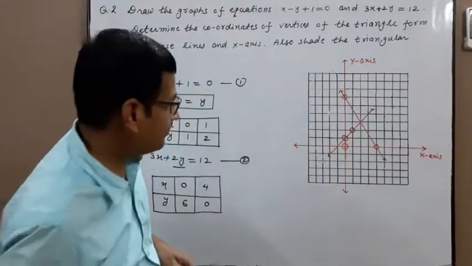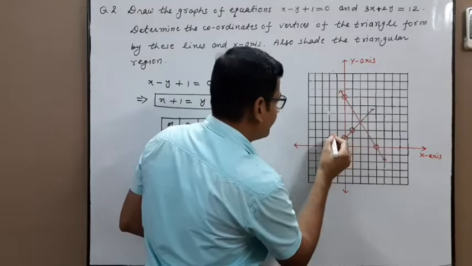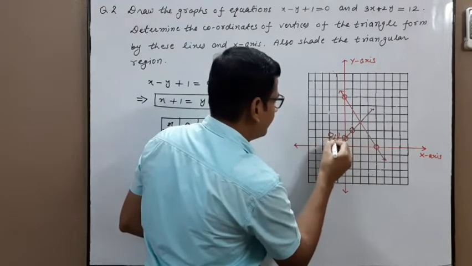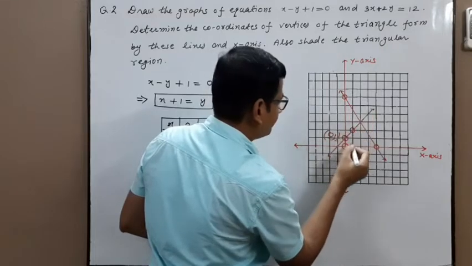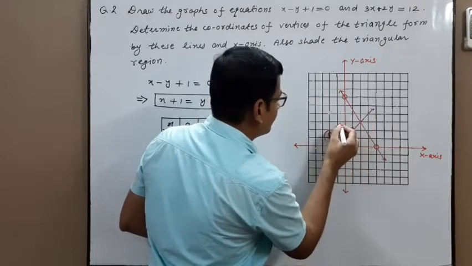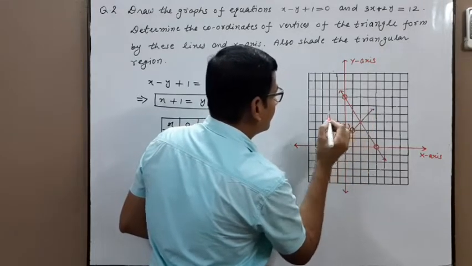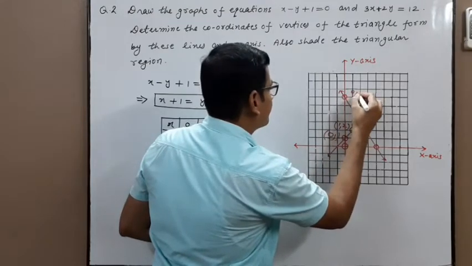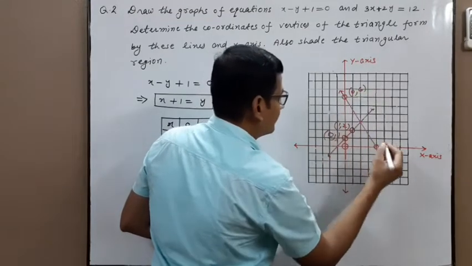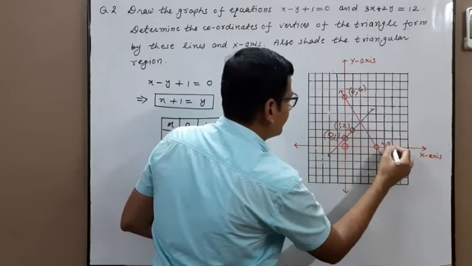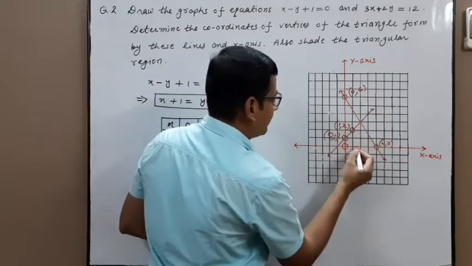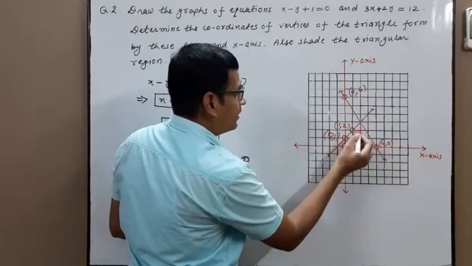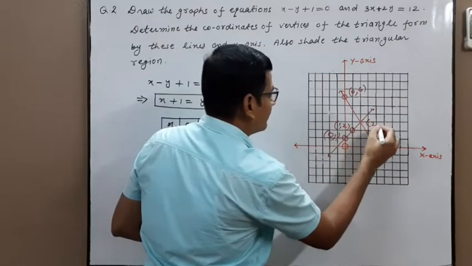Now give the names. This point is (0, 1). This point is (1, 2). This point is (0, 6). This point is (4, 0). And the point of intersection of these two lines is (2, 3).